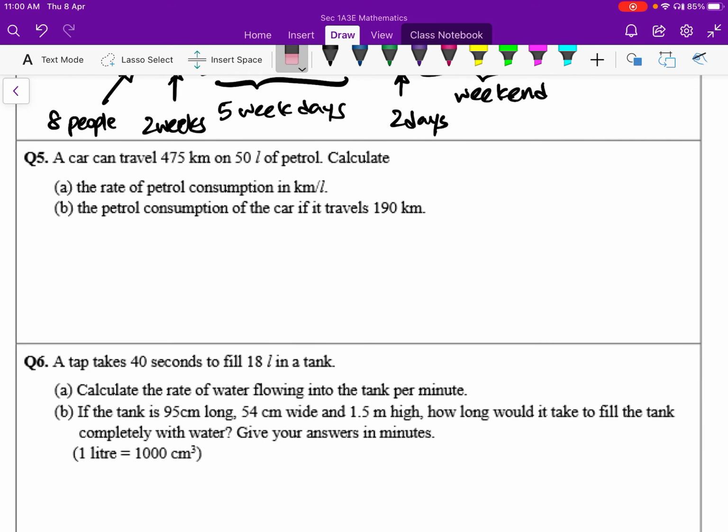Now question 5. A car can travel 475 kilometers on 50 liters of petrol. So calculate the rate of consumption in kilometers per liter.